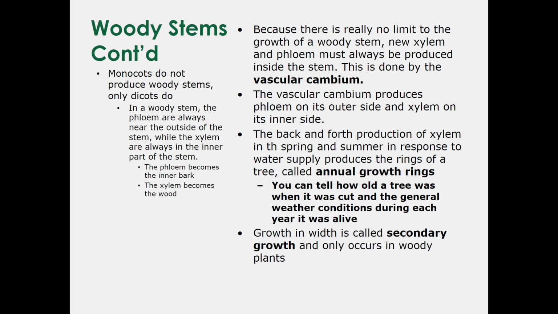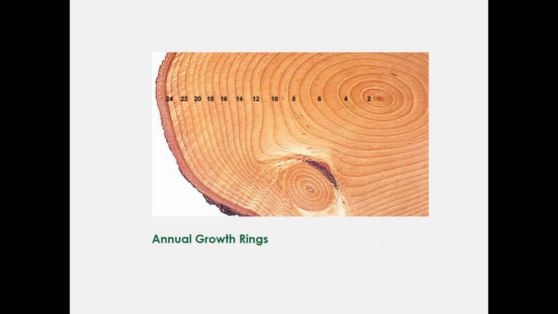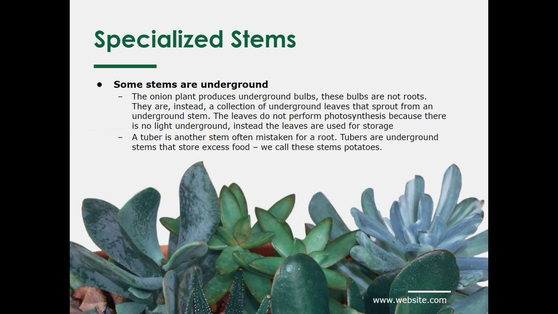There's also a growth in width, not just length or how tall they become, that we would call secondary growth, and that would only occur in woody plants, that thickening. Here we can see some labeled annual growth rings. That would be in a woody stem of a tree.